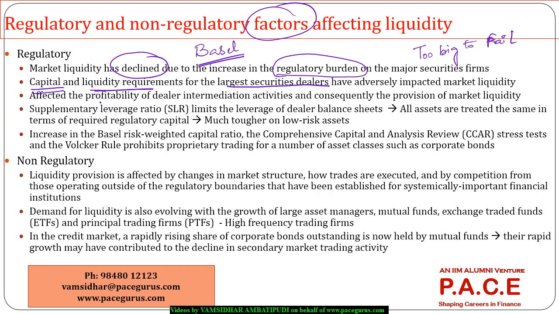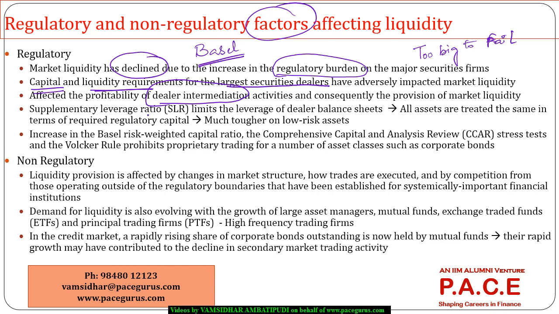So the whole thing is affected. So whole transactions have affected the profitability of the dealer intermediation. So all kinds where intermediaries are involved, they had serious setbacks on their profitability, and even that has affected the provision of market liquidity as well. The markets became very illiquid because of all these regulatory interventions.